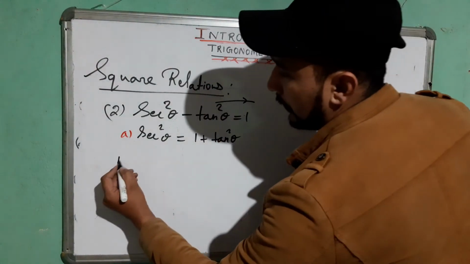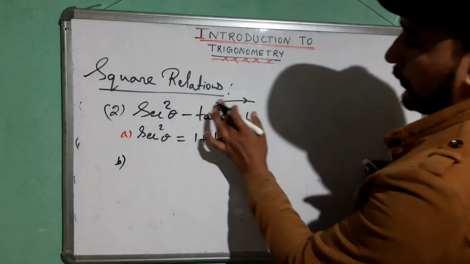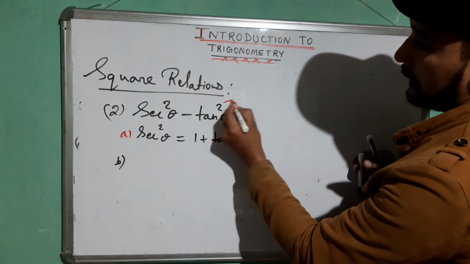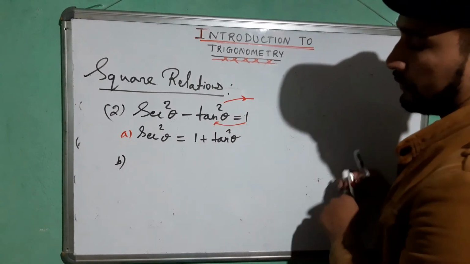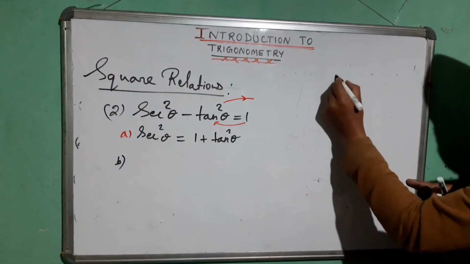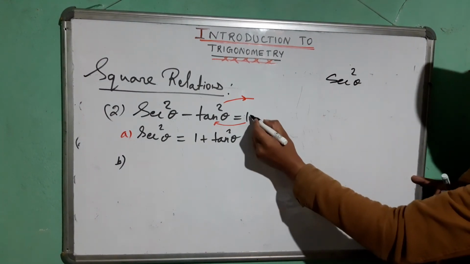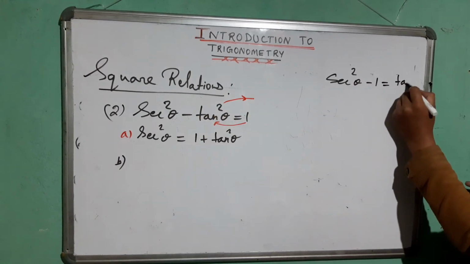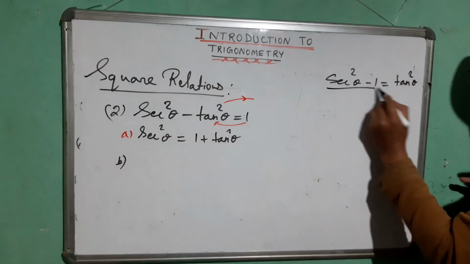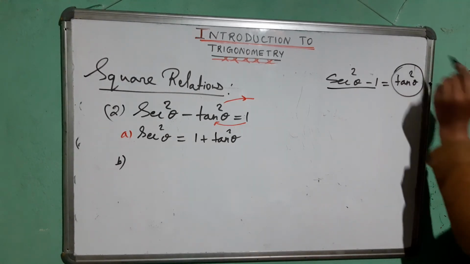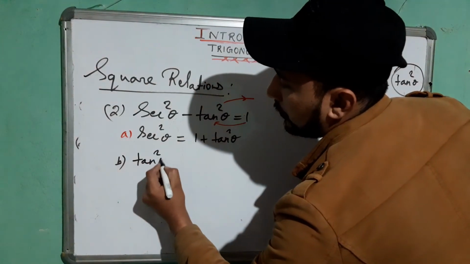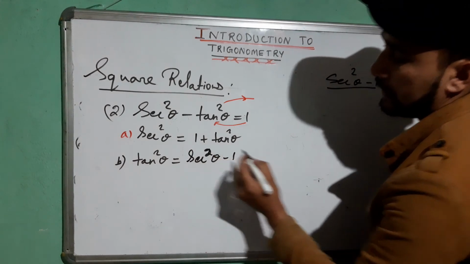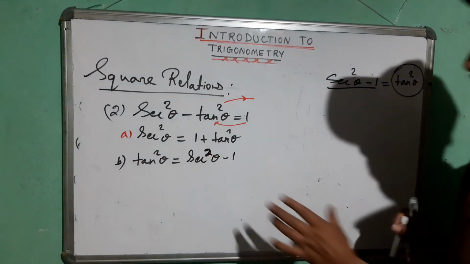Okay. Number B, if you take tan this side and 1 this side, then you'll get sec square theta minus 1. When 1 goes that side, it becomes minus 1, and when this minus tan square comes this side, it becomes plus tan square. So sec square theta minus 1 equals to tan square theta. Okay, so I'll write from this side, tan square theta is equals to sec square theta minus 1. So you should remember this.